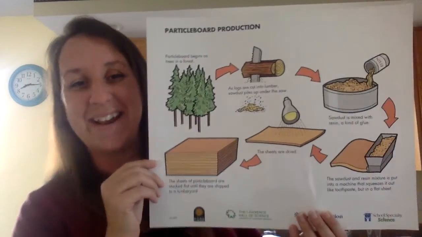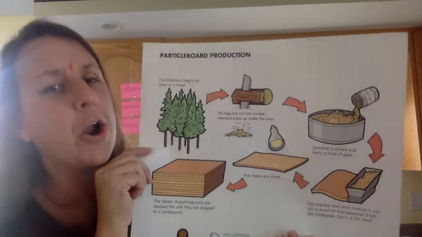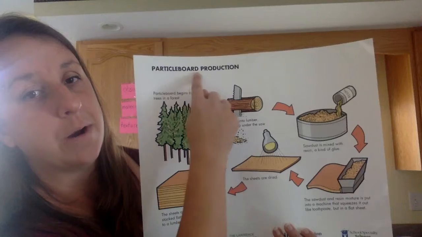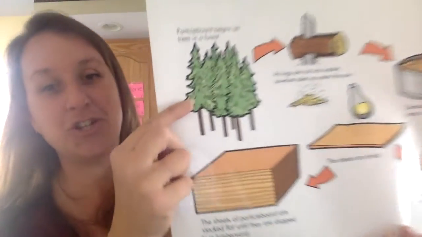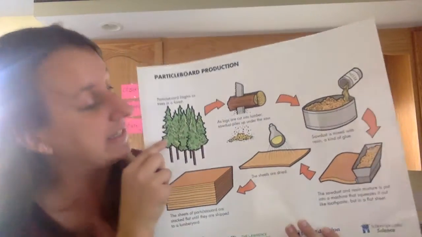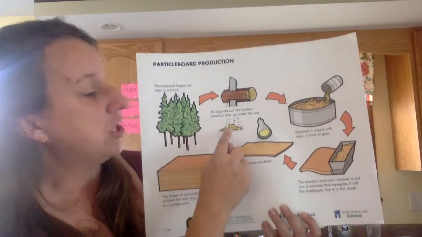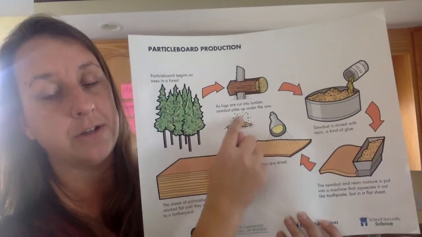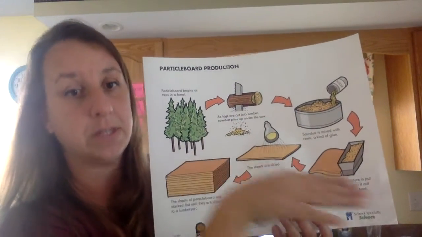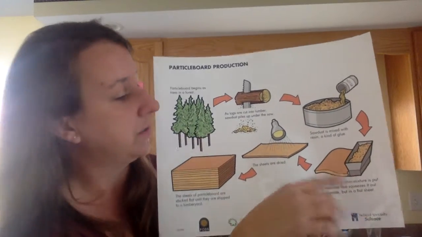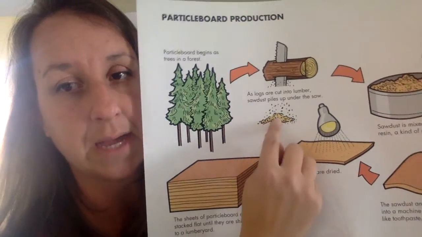I see trees again. Let's see where particle board comes from. Particle board production. Particle board begins as trees in the forest. As logs are cut into lumber, sawdust piles up underneath. Oh, so when they're taking the logs and cutting them into lumber boards, all this stuff that falls to the ground piles up down there.